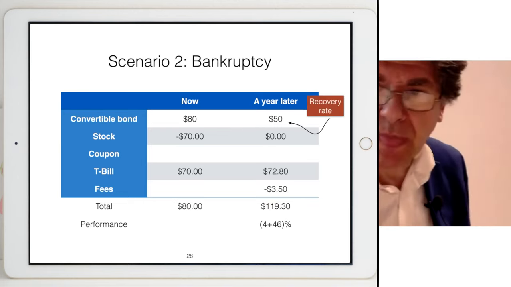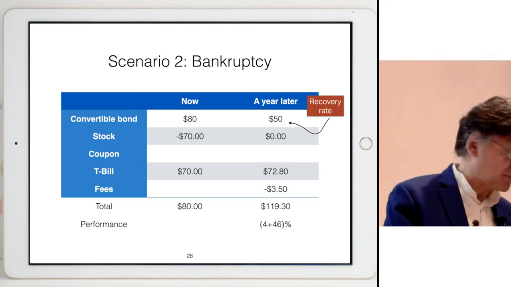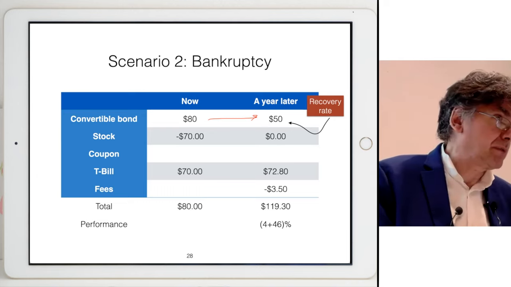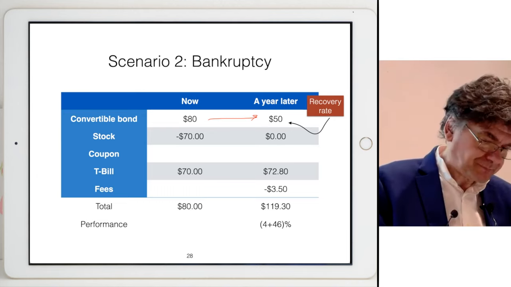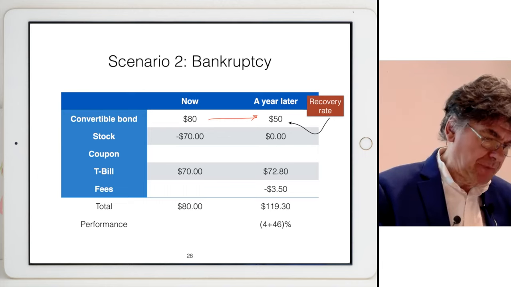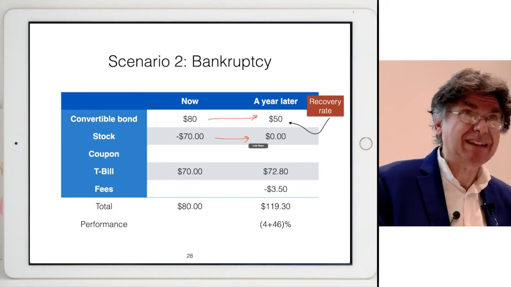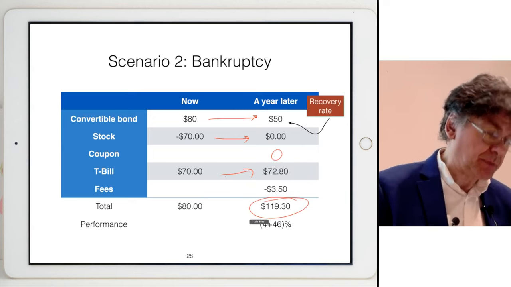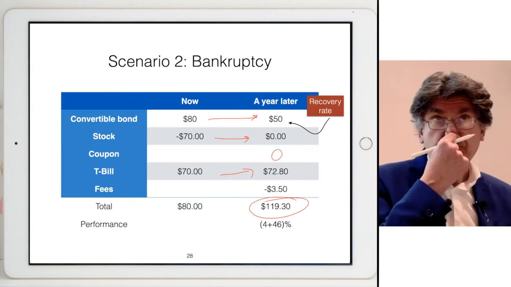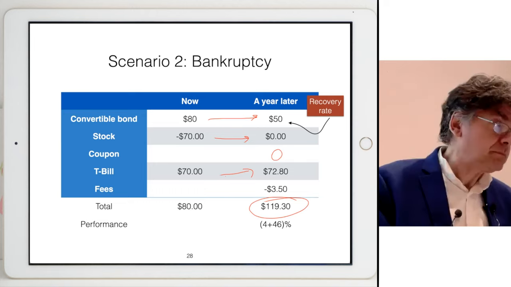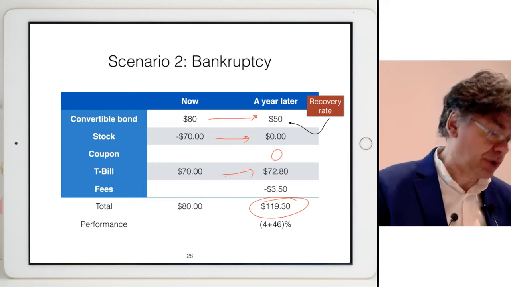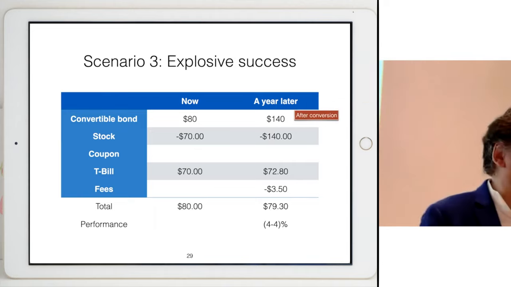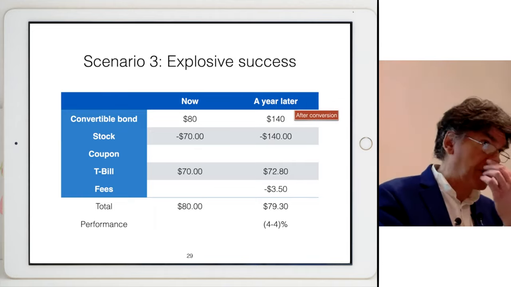Let me change scenario. This is the bankruptcy scenario. Let's say that the company goes bankrupt. So my bond will be, I'm assuming recovery rate of 50%, so $50. And then my short position becomes zero, so I made $70 there. My T-bill is there, my coupon payment is zero, and I make 50% return. Yeah? Is this good? Yeah, this is good. Well, but then what happens if my company goes the opposite? Microsoft comes and buys it for twice the price.